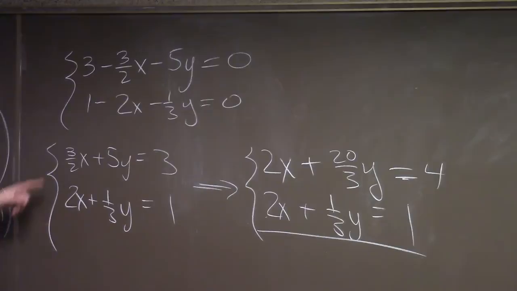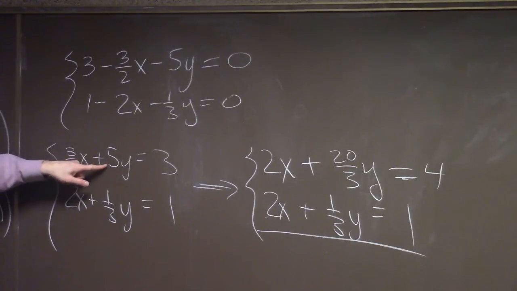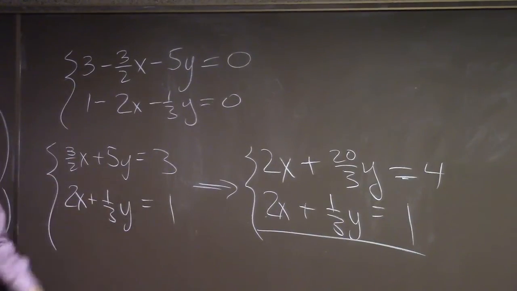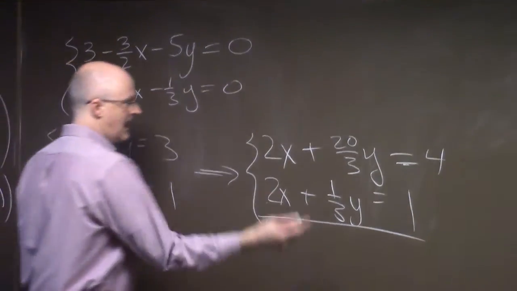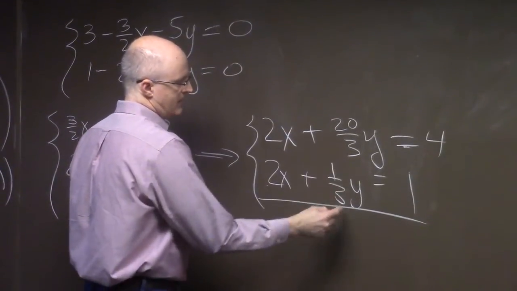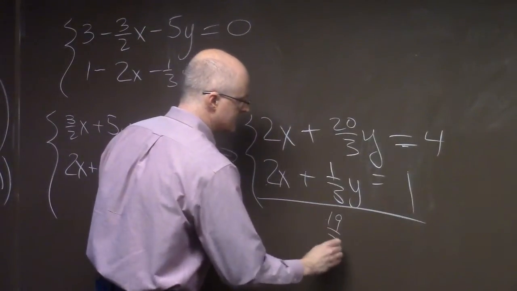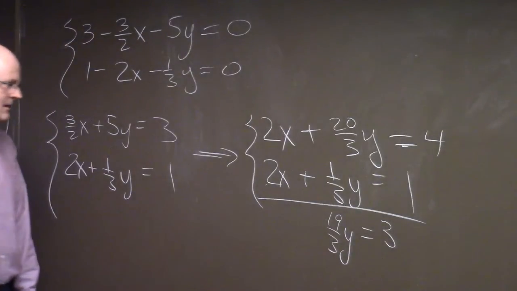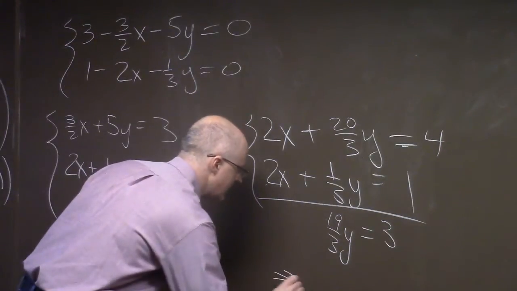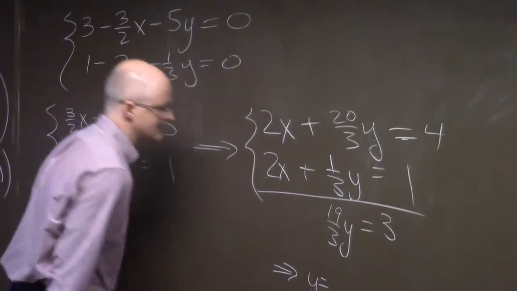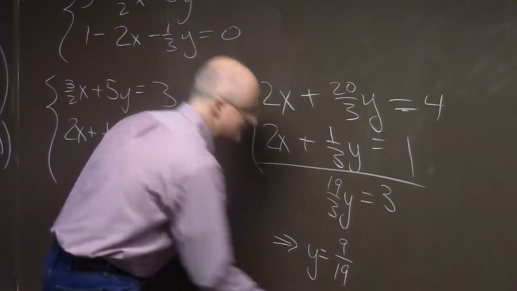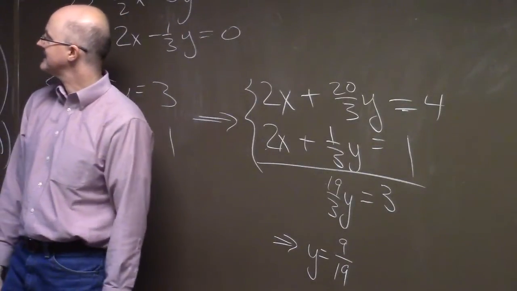Just double check things. So again, I was multiplying by 4/3. The 3's canceled. You have 2. 4 times 5 is 20. 20 over 3. 4/3 times 3 is 4. Now subtract. The x's go away. 20/3 minus 1/3 is 19/3. 4 minus 1 is 3. Solve that equation for y. It's easy to do. We've eliminated the x. Multiply both sides by 3/19. Y will be 9/19. Does that match Mathematica? Yes, it does.